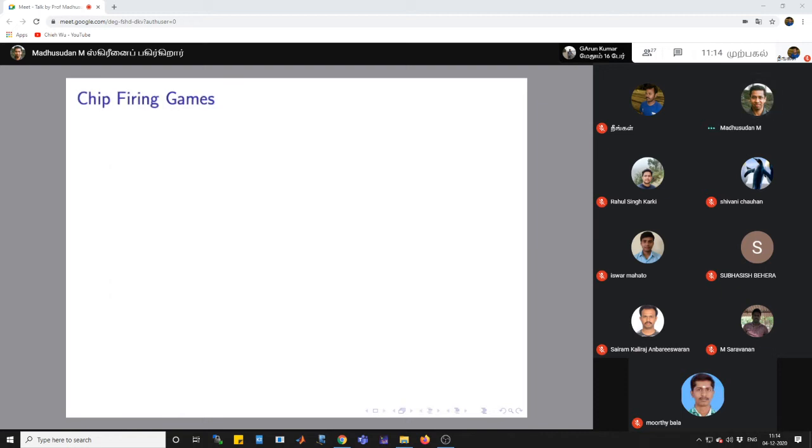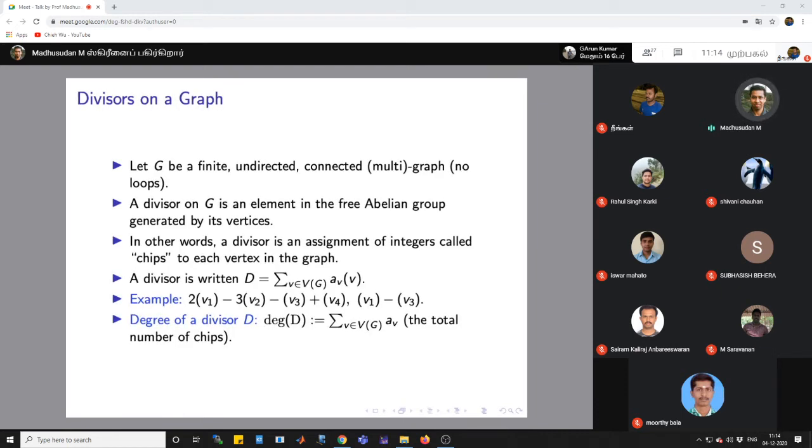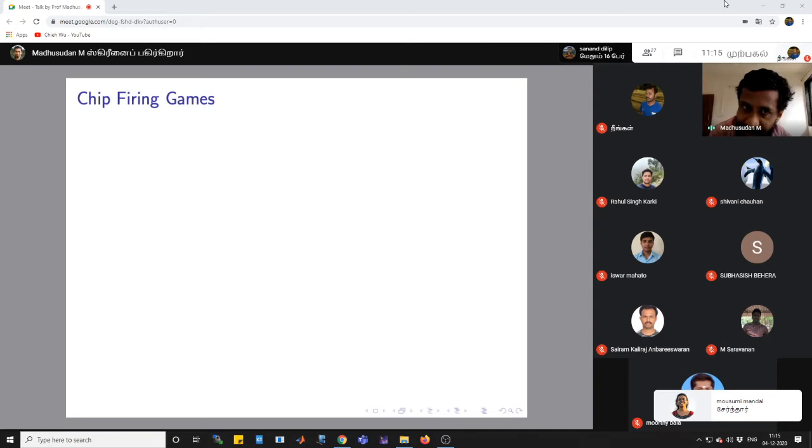So this is a first introduction to divisors. But just having divisors like that rigidly is not very interesting. What makes it interesting is when you can move around or transform them. You can move chips around in the graph, or transform divisors in a way that reflects the combinatorics of the graph, or reflects the structure of the graph. And a mechanism for doing that is this chip firing game.